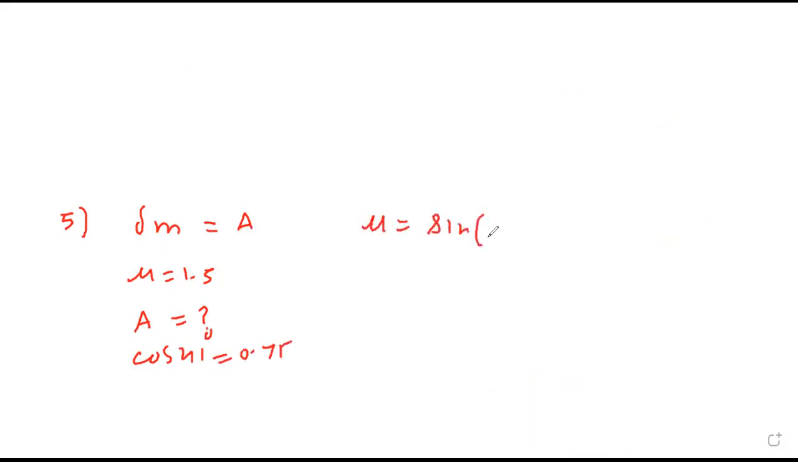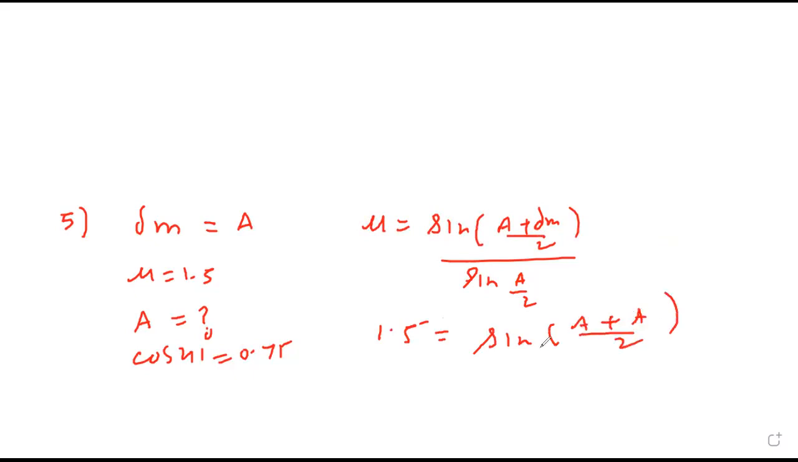The angle of minimum deviation produced by a prism of refractive index 1.5 is equal to the angle of prism. Then what is the angle of prism if cos 41 degree is 0.75? This is sine of (A plus delta m) upon 2, divided by sine of A by 2. So 1.5 equals sine of A plus delta m upon 2. We want to find A. Delta m is also A, divided by 2, sine A by 2.